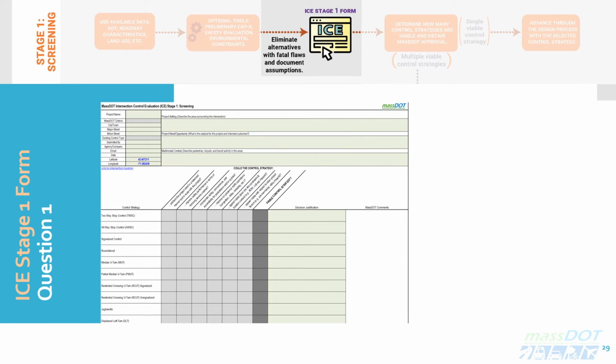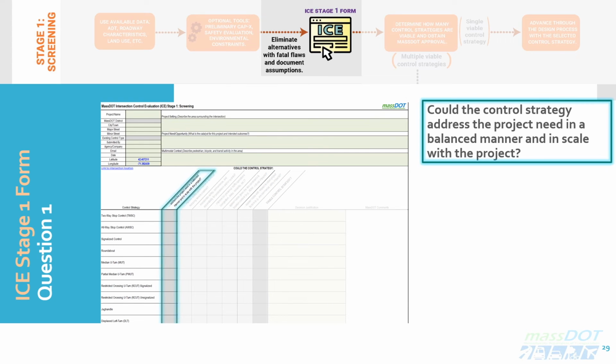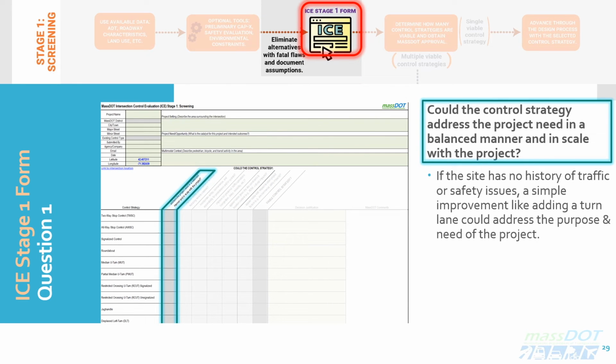The project proponent should select an answer from the Yes/No drop-down menu. Project proponents should use context questions to help determine if a strategy is viable. Provide a brief note that explains why some control strategies are or are not viable. The first question on the ICE Stage 1 form reads, could the control strategy address the project need in a balanced manner and in scale with the project? For example, suppose the original project need is to add a left turn lane at a signalized intersection. In that case, constructing a displaced left turn on all intersection approaches may be considered out of scale.